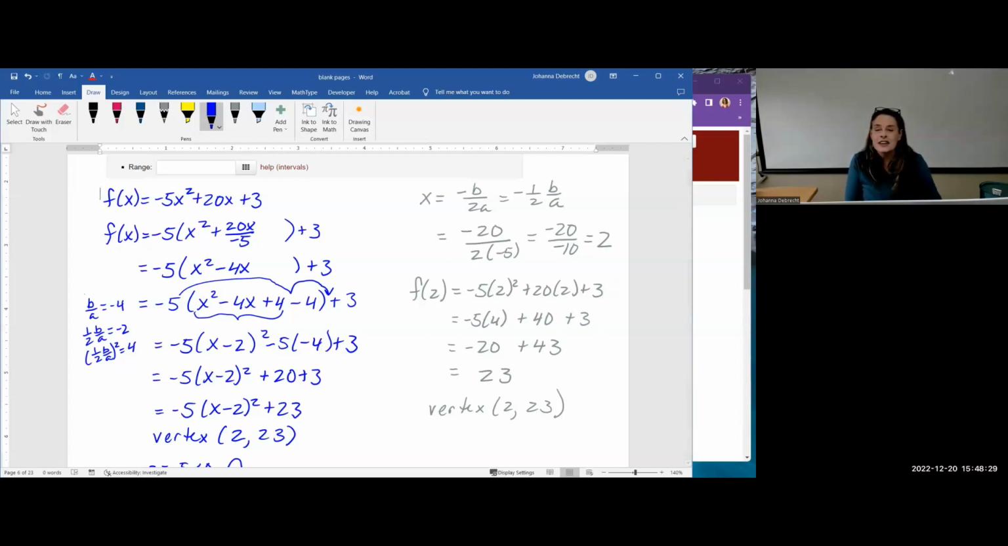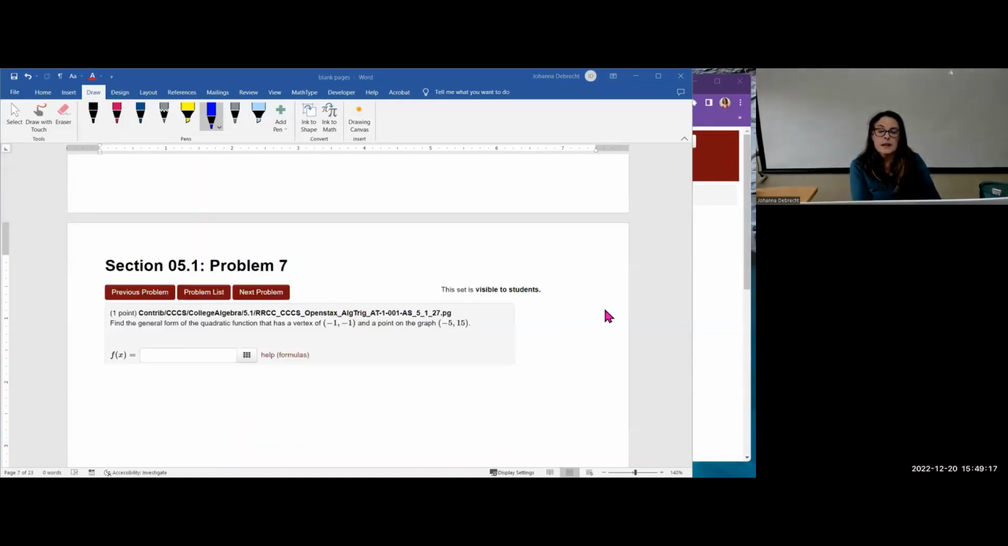Okay, let's take a look at another problem now. Now, this is a different type of problem. What we're looking at is we want to find the general form. So general form is f of x equals ax squared plus bx plus c, everything multiplied out, not the standard vertex form, a times quantity x minus h squared plus k. So we're not looking for that one. We're looking for the ax squared plus bx plus c one.